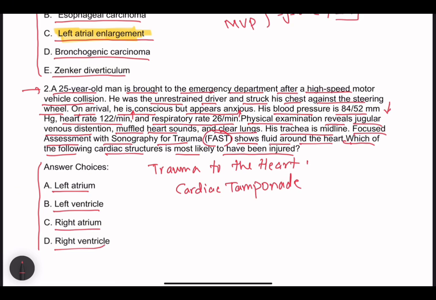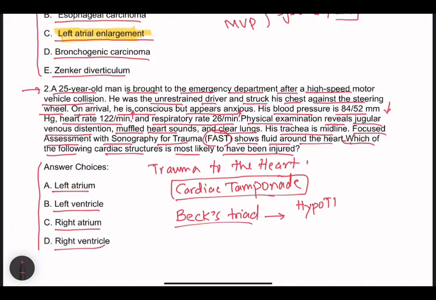So this patient has accumulation of blood around the heart, and it is evident by Beck's triad. Beck's triad consists of hypotension, which this patient has. Then we have muffled heart sounds, again present, and at last jugular venous distension, which is also present in this case.